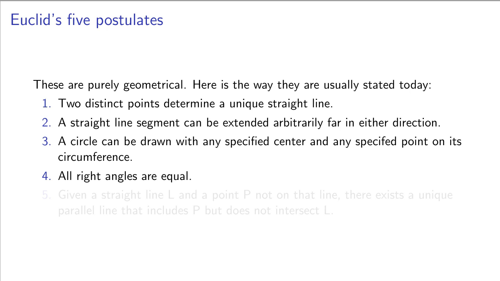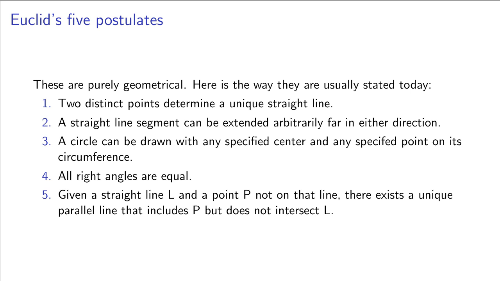that if two lines cross at a right angle, the angle on either side of the crossing point is equal. And finally, the modern version of the fifth postulate is if you have a straight line L and choose a point, let's call it P, not on the line, then there is one and only one line through P that fails to intersect L, and that's called the line through P that's parallel to L. This is not the way Euclid stated his fifth postulate, but it's the one that is best known.